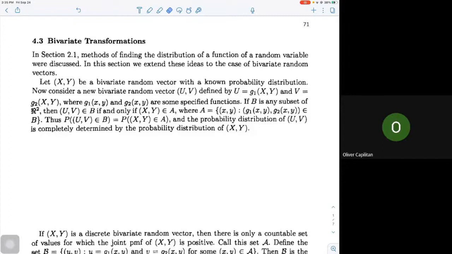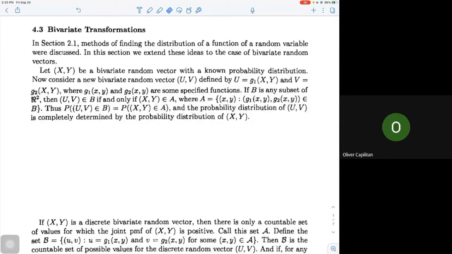So we let this vector of random variables X, Y with a known probability distribution, and now consider a new bivariate random vector with random variables U and V, in which we define U to be equal to g sub 1 of XY, and then V is equal to g sub 2 of XY, where g sub 1 of XY and g sub 2 of XY are some specified functions.